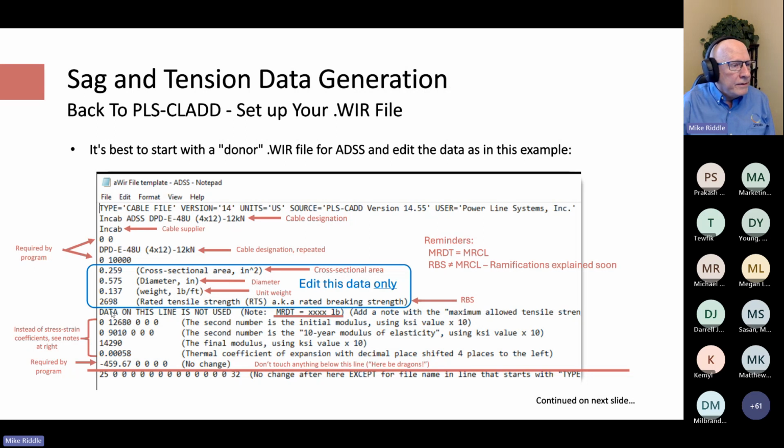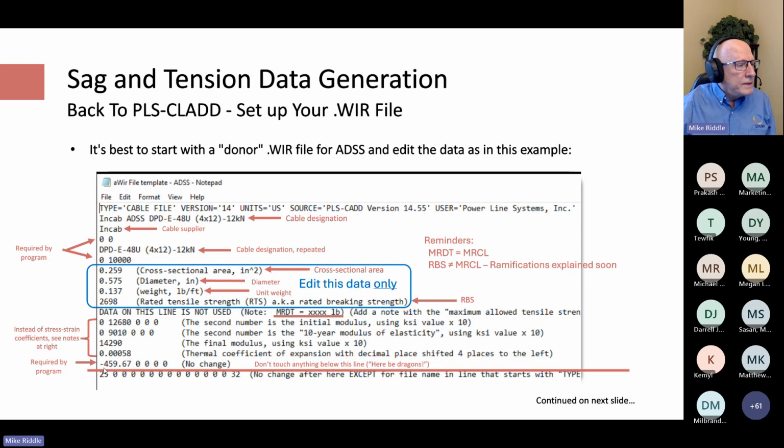Basically, you're editing the data that's in blue or circled in blue. The cross-sectional area, diameter, weight, rated tensile strength. No surprise to you. But do note that PLS CAD works off the rated tensile strength. That's not the same as MRCL. You have to manually check that later.